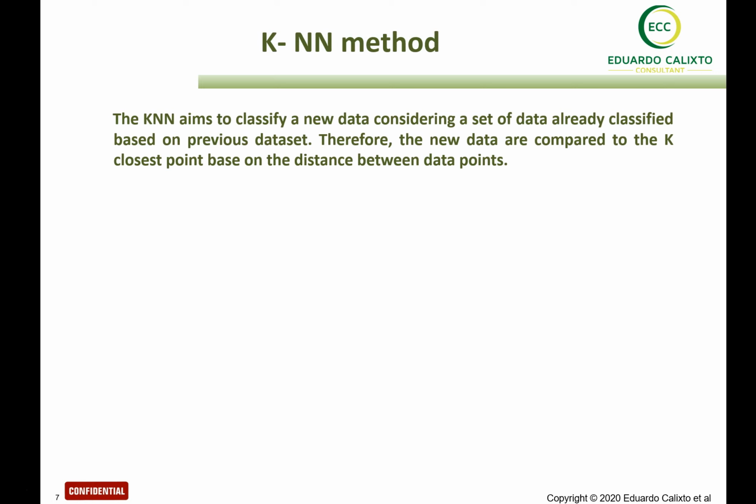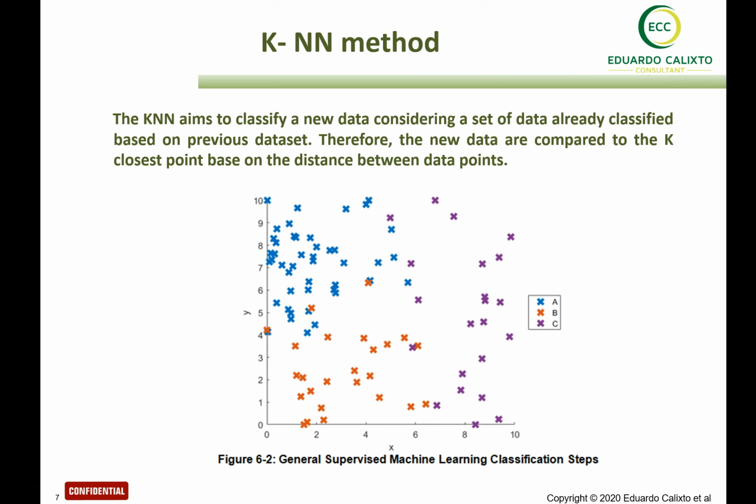The K nearest neighbor aims to classify a new data point, considering a set of data that are already classified based on previous data sets. Therefore, the new data point is compared to the k closest points based on the distance between each data point. So let's consider that we have these data sets with different colors. We have three classes A, B, C, represented by the colors blue, red, and violet. And then we have a new yellow point here. So how do we classify this point based on K nearest neighbor?